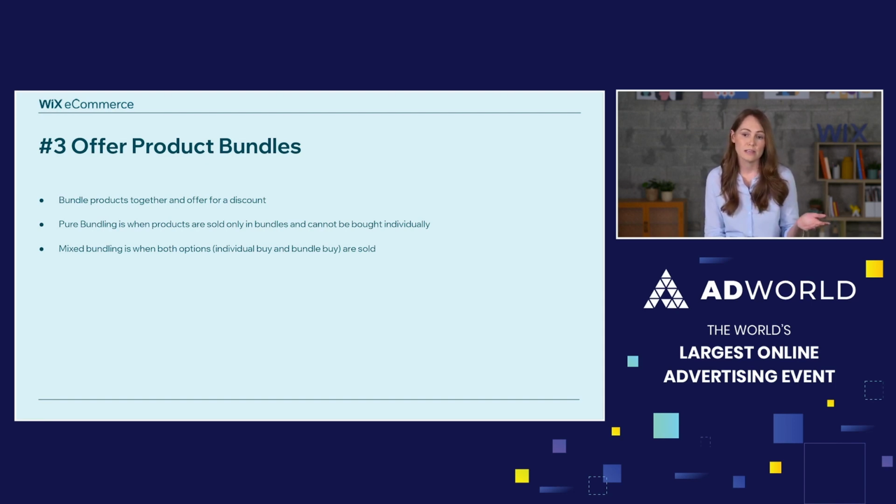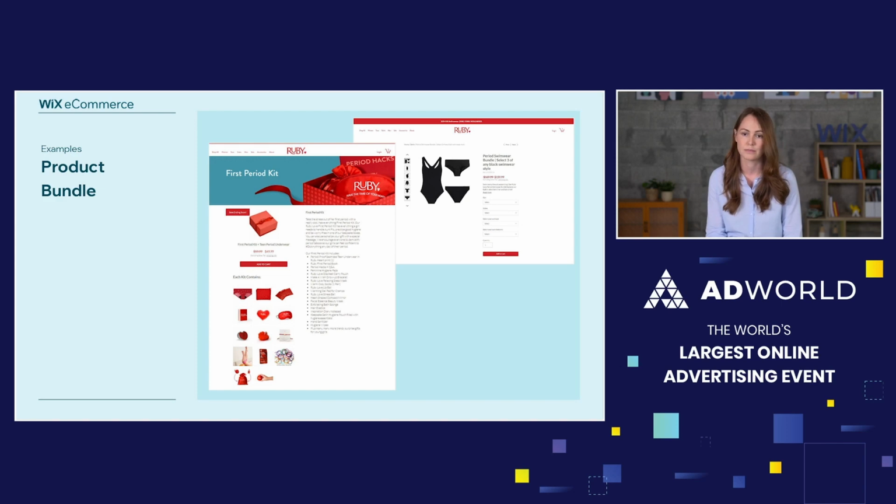You can do pure bundling where you only let people buy bundles and you don't sell individual products, or you could do mixed bundling where you make both options available and shoppers can buy either the individual product or the bundle. So here are a couple of examples.